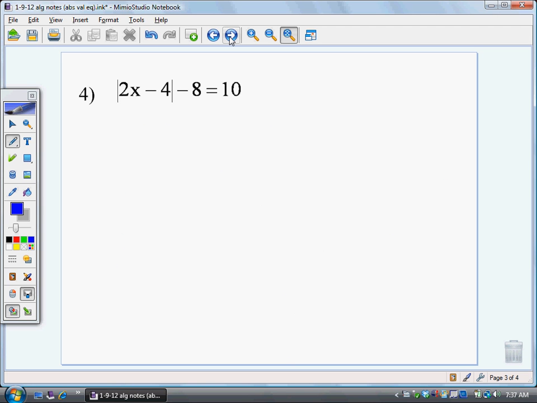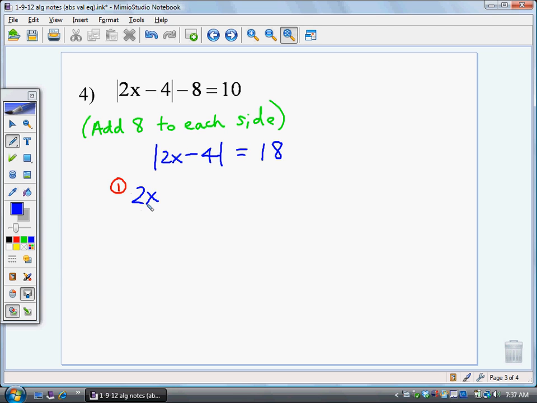Now, the last two that I have, on each of these, you have an important first step. The first thing that you're going to need to do is add 8 to each side. If you add 8 to each side, you're going to get the absolute value of 2x minus 4 is equal to 18. And now the left side is totally inside the absolute value symbol, and so now you can solve your two equations. One where 2x minus 4 is equal to 18, and a second equation where 2x minus 4 is equal to negative 18.